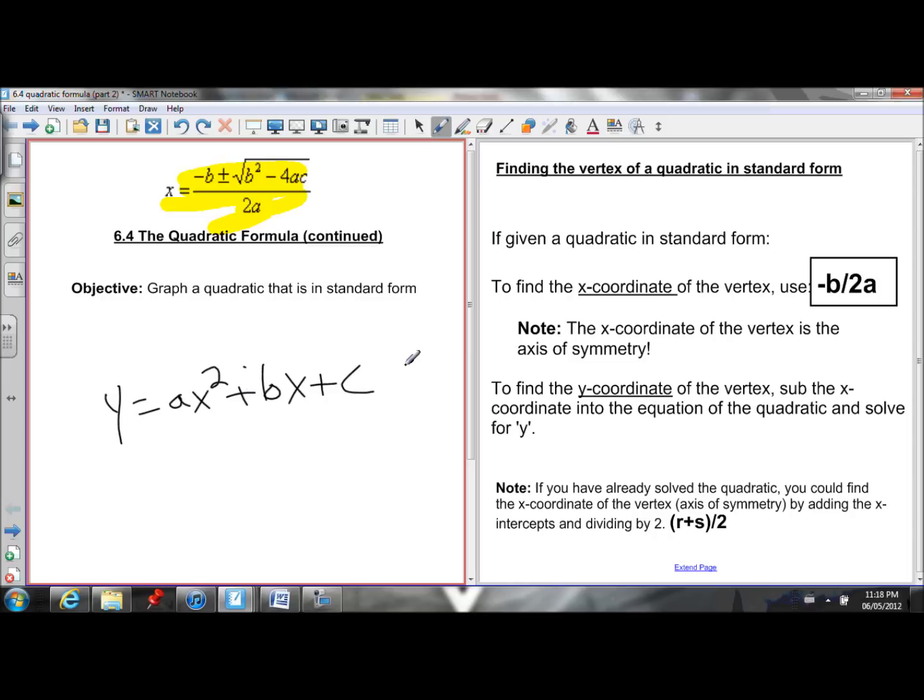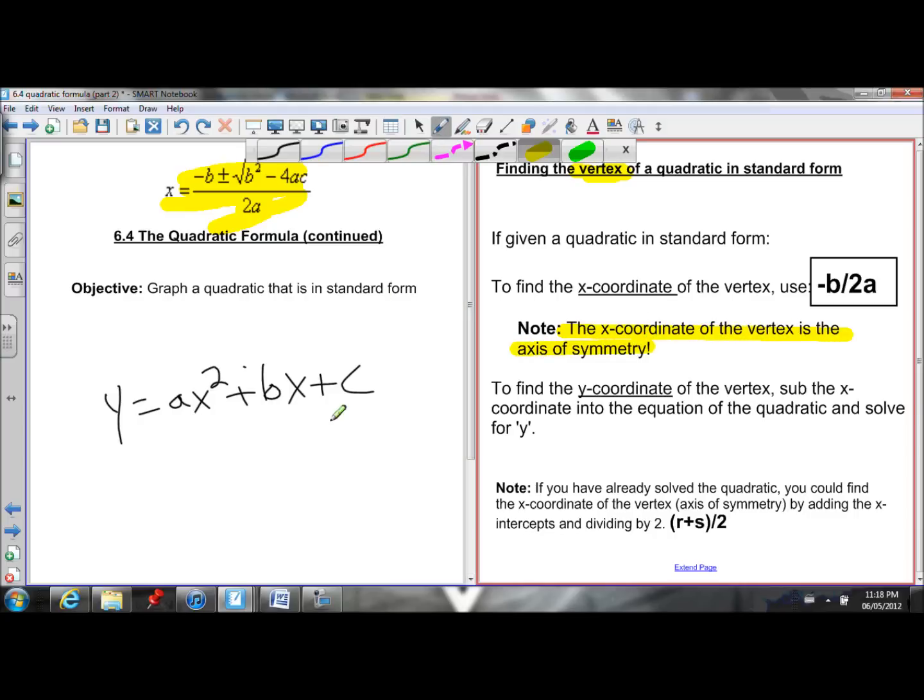If you remember, having the x-intercepts isn't enough to be able to graph the parabola. We also need the vertex. Okay? So how do we find the vertex? We need the x-coordinate and the y-coordinate of the vertex. If we remember from previously in the year, the x-coordinate of the vertex is the axis of symmetry.